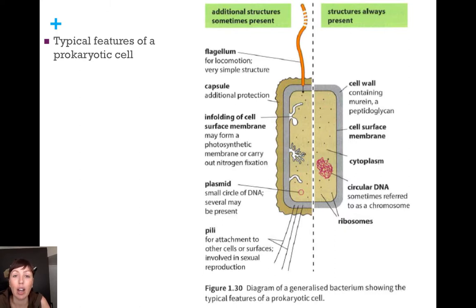And then sometimes you'll have a flagellum for locomotion, a capsule, which is an additional sort of protection, and the infolding of a cell surface membrane. This may form a photosynthetic membrane or carry out nitrogen fixation, depending on which type of prokaryotic cell you're looking at. A plasmid, which we know is a small circle of DNA. Several may be present, depending on the cell.